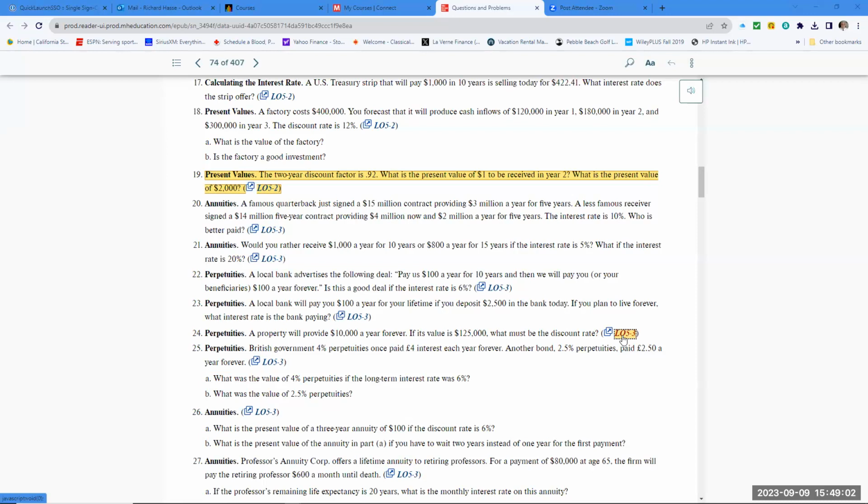The first question is, with a 2-year discount factor of 0.92, what is the present value of $1 to be received in year 2? And what is the present value of $2,000? Well, let's take a look at that in our spreadsheet.